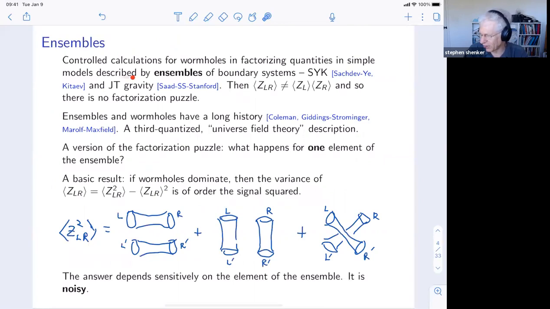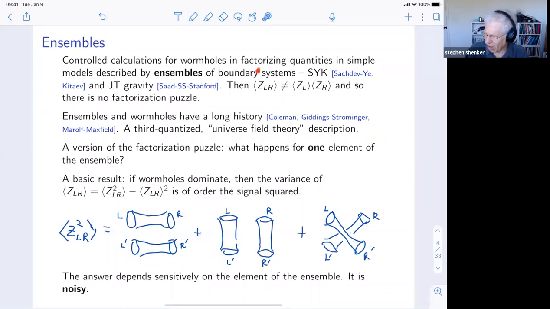Well, the controlled calculations for wormholes in these factorizing quantities, like the spectral form factor, are done in simple models described by ensembles of boundary systems, as Phil has told you. Two of the main ones are this famous SYK model, which we'll say more about later, and JT gravity. This is dual, as Phil has taught you, to an ensemble of random matrices.